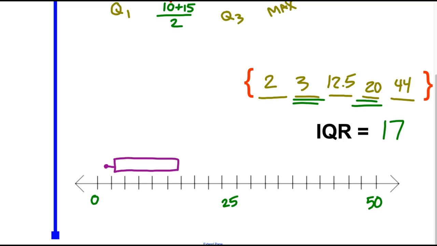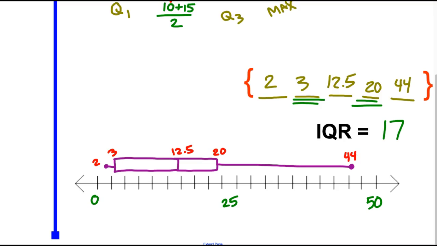All right, and then 12.5 goes to 20, that's somewhere out to there. And then 20 goes to 44, that's somewhere way out to there or something. So just kind of ballparking it for this one. We can label this so we're careful. We got 2, 3, 12.5, 20, and 44.